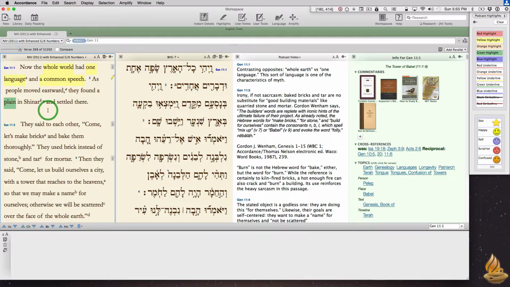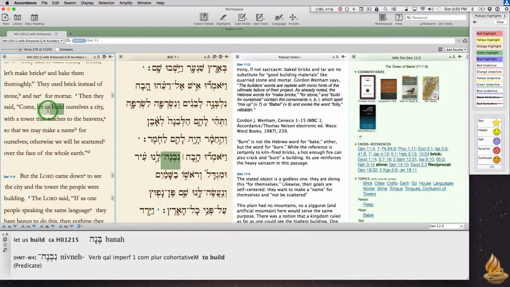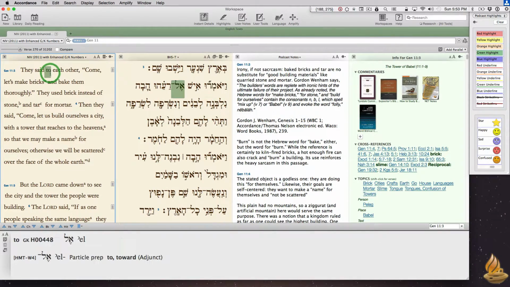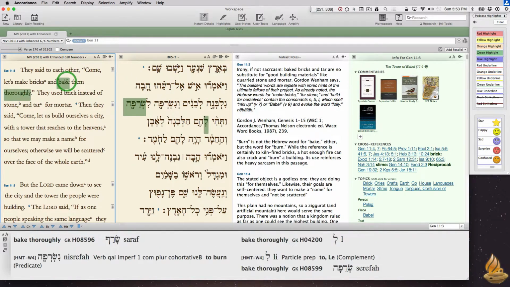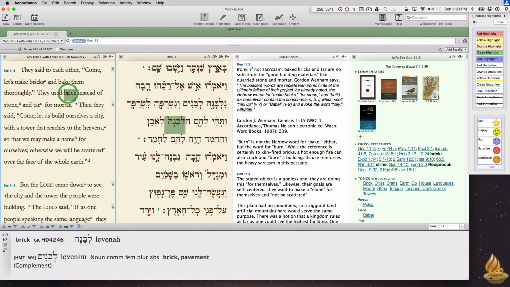Let's move to the next paragraph, which begins in verse 3. They said to each other, Come, let us make bricks and bake them thoroughly. They used brick instead of stone, and tar for mortar. Then they said, Come, let us build ourselves a city with a tower that reaches to the heavens, so that we may make a name for ourselves. Otherwise, we will be scattered over the face of the whole earth.